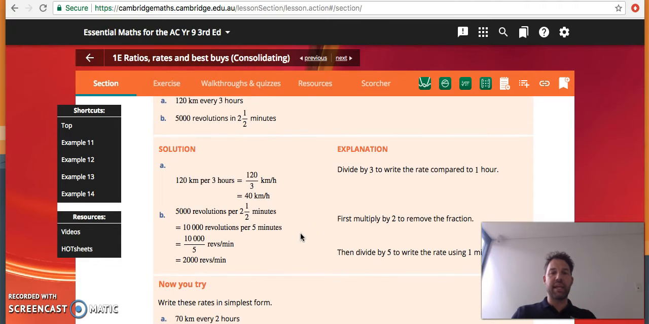The next example there is 5,000 revolutions per 2.5 minutes. 2.5 minutes is a mixed number. We want to get that to a full number. So if we times that by 2, we can get 2.5 to 5. So we do 10,000 revolutions every 5 minutes. If we divide 10,000 by 5, we can find out how many revolutions they do in 1 minute. 10,000 divided by 5 is 2,000, so that's 2,000 revolutions in 1 minute.